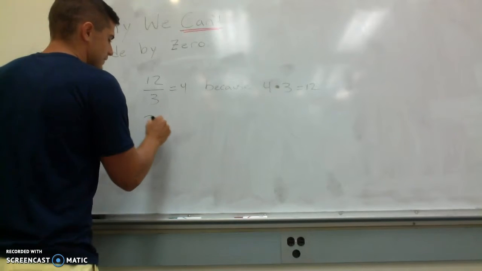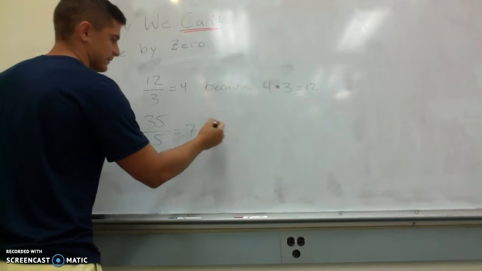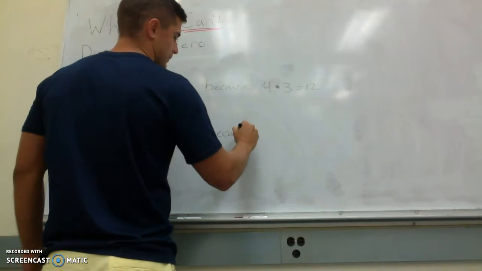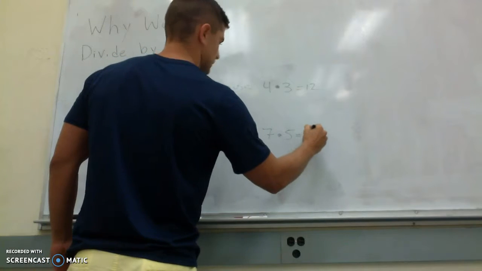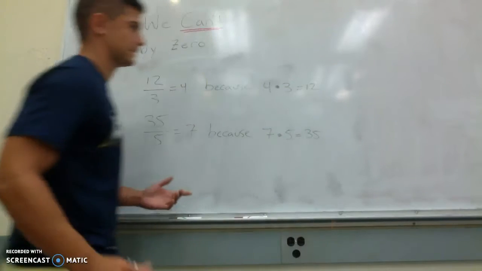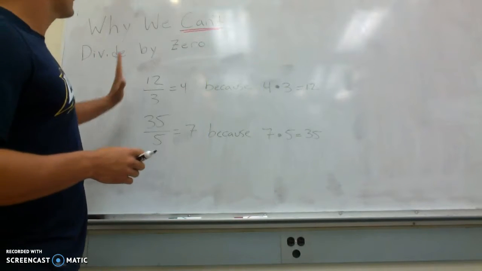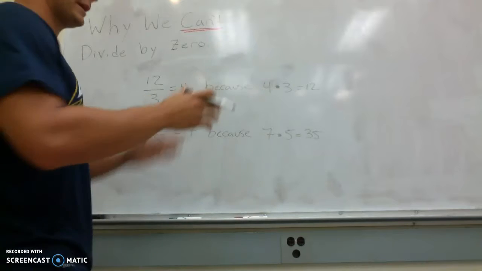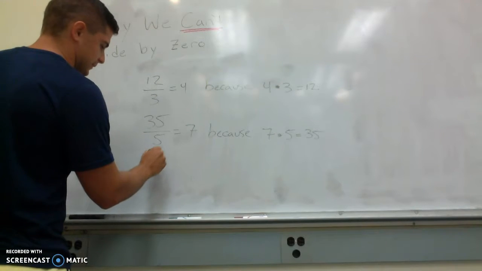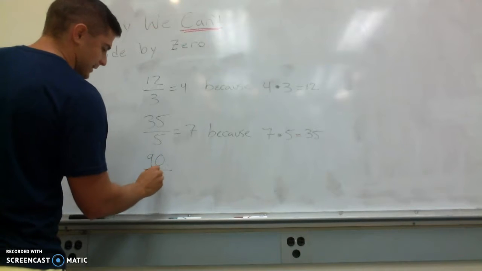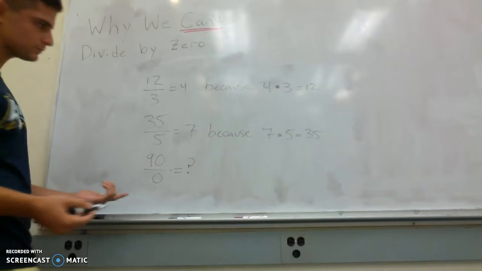Similarly, we might have 35 divided by 5 is equal to 7, right? Because 7 times 5 is equal to 35. These are simple things we learn when we're younger. But we want the division to be able to undo the multiplication. And this process gets a little bit messy when we talk about something like, say, 90 divided by 0. What does that equal?